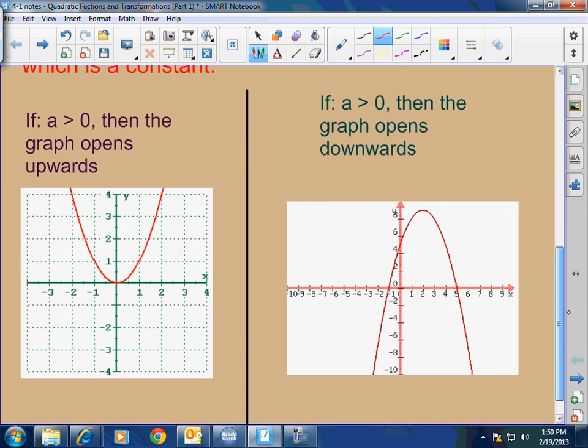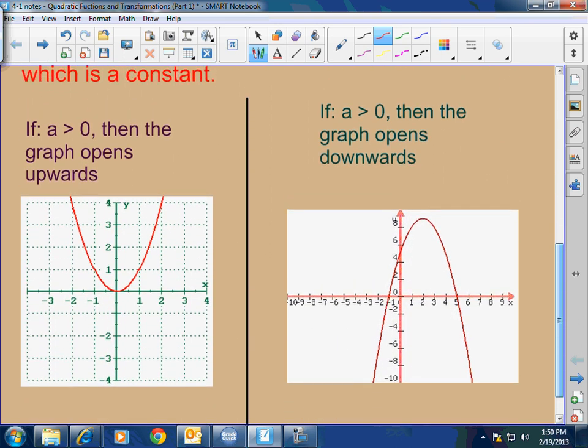Now, this a, the little a, is going to do a lot for you. I mean, a lot for you. The a is going to determine if it goes up or down, and if it's a stretch or if it's a compression. So let me explain what all of this means. If a is greater than 0, in other words, if it is positive, then the graph opens upwards. Period. So if I have, for example, f of x equals 2x squared plus 5. You know right off the bat, immediately, one thing you know is that at least it's going to point upwards.